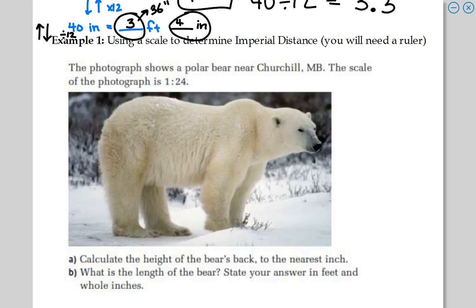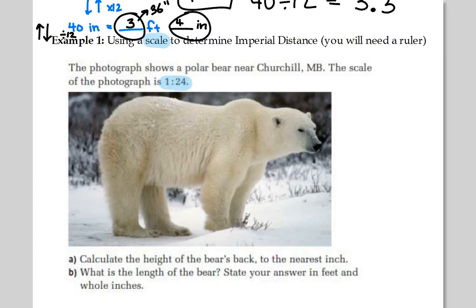So on the next question, I'd just like you to highlight this word here, scale. And then highlight this 1 to 24 scale. So what does that mean, that the photograph has been scaled to 1 to 24? That means whatever the unit is, you have to multiply by 24 to get the guy in real life.